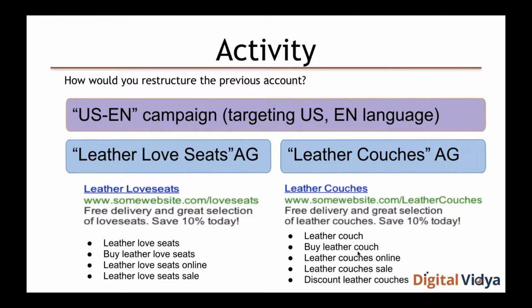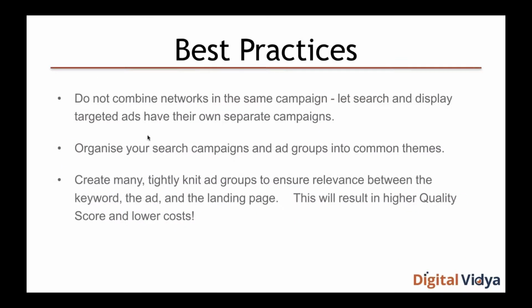And now look at the keywords also. Right now we have given some keyword lists as well. So see how the keywords are all related, right? The ad copy is all related as well. The headline in the ad copy itself seems completely relevant and everything. And then obviously you will also have a relevant landing page, right? So this is how you can restructure it, right? As many tightly knit ad groups, right? Yeah, this is all done.